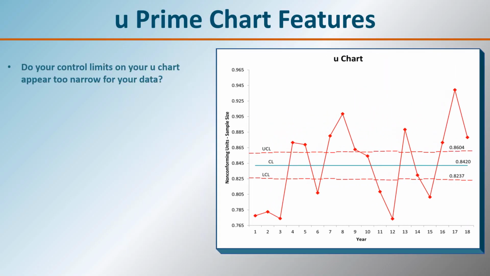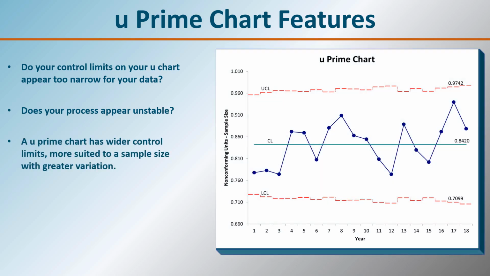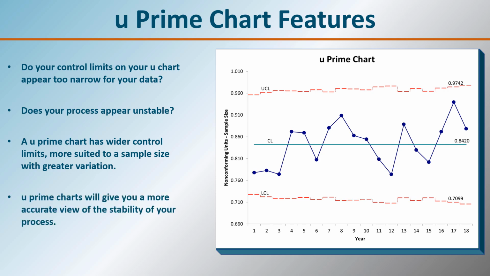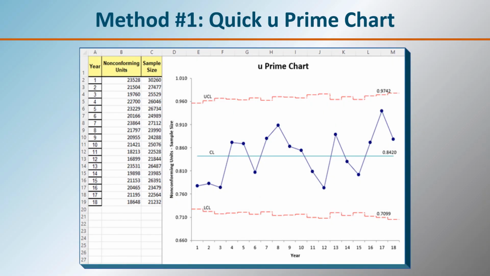Do your control limits on your U-chart appear too narrow for your data? Does your process appear unstable? The U-prime chart has wider control limits, more suited to a sample size with greater variation. U-prime charts will give you a more accurate view of the stability of your process. Let's talk about the methods of creating a U-prime chart using QI macros.